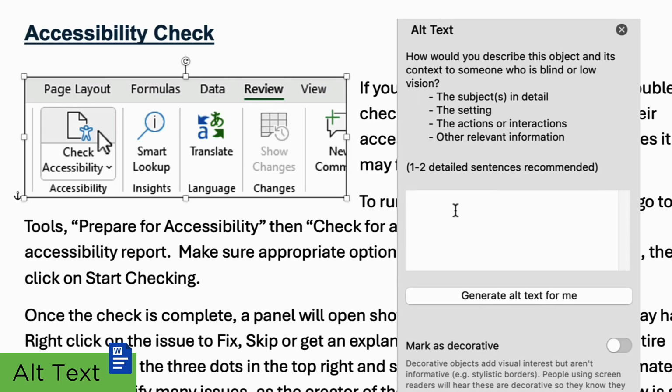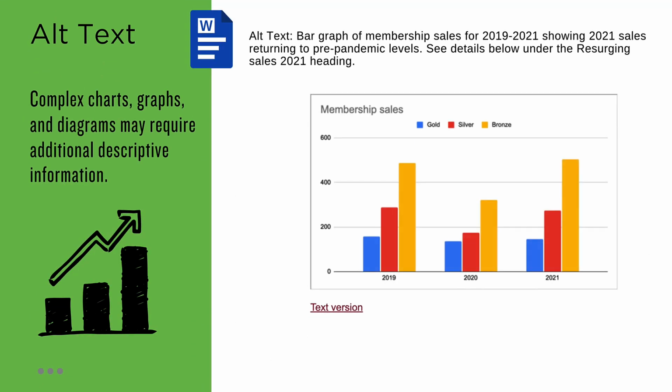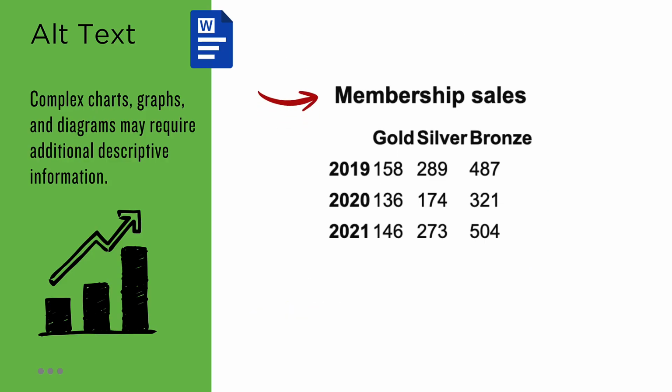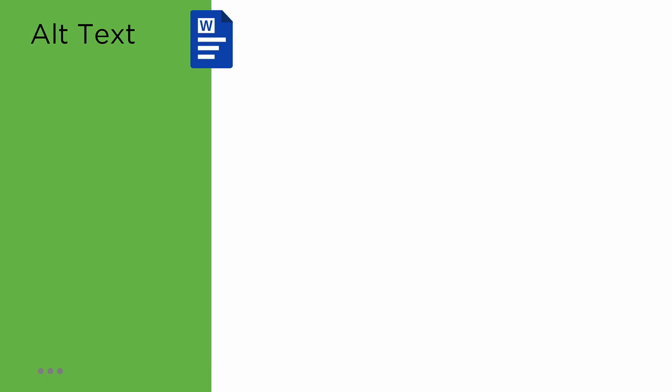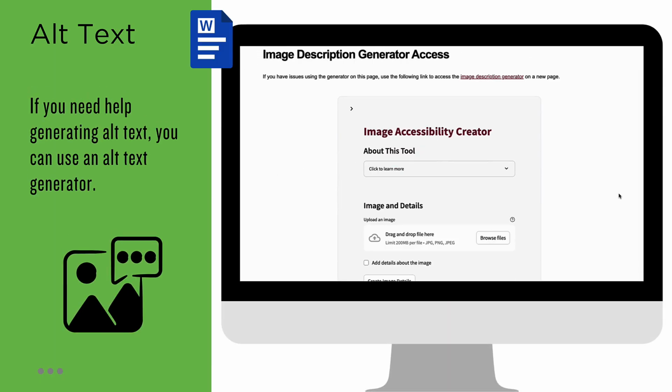Alt text should describe the meaning, not appearance, and you do not need to add the terms "image of" or "picture showing." Screen readers already announce that. The alt text will be passed into the PDF's tags. Complex charts, graphs, and diagrams may require additional descriptive information, such as a summary within the document and alt text. If you need help generating alt text, you can use an alt text generator.